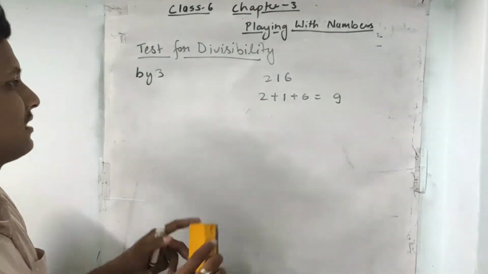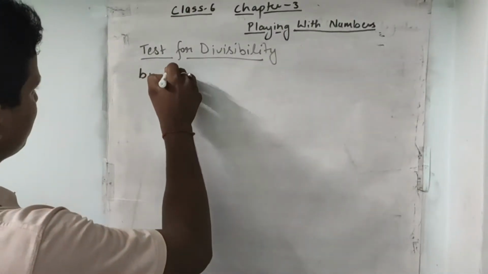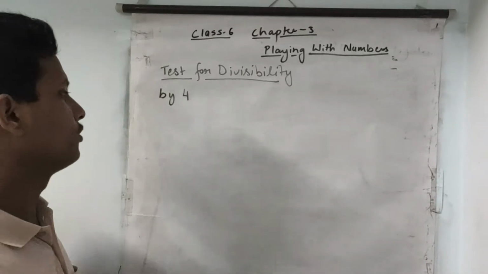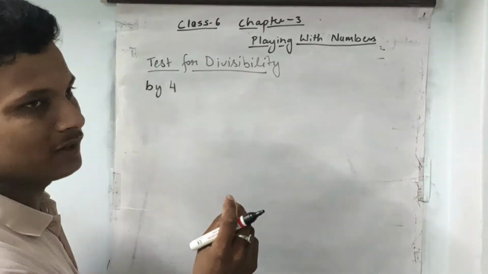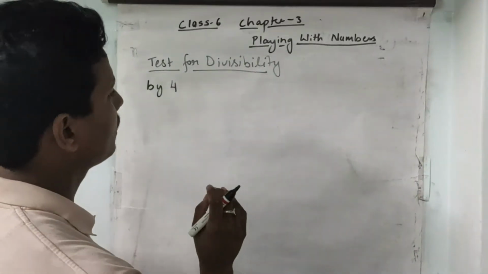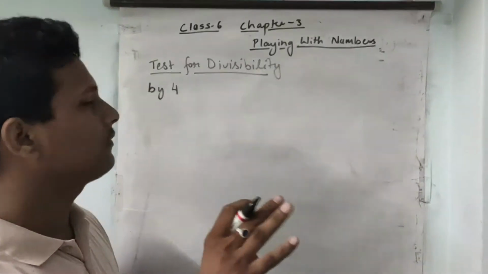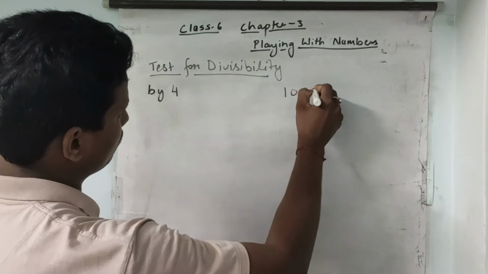Okay, next is divisibility by 4. Divisibility by 4 means we need to check the last two places, means unit digit and tens digit. If the number formed by unit digit and tens digit is divisible by 4, then the whole number is also divisible by 4, like 1024.